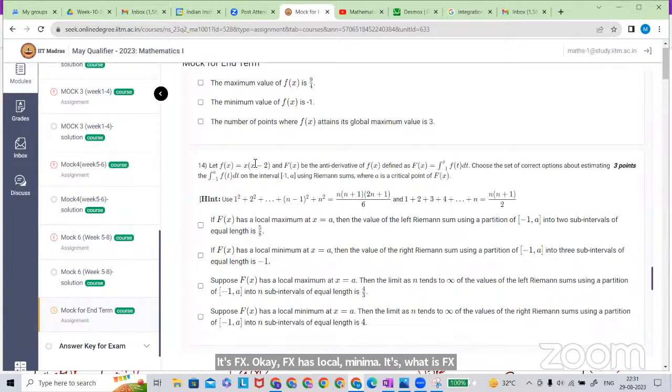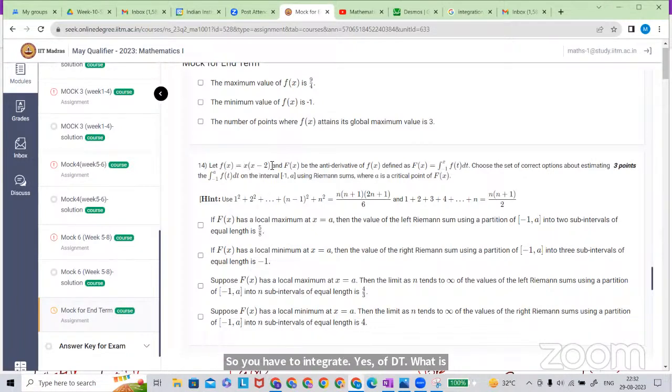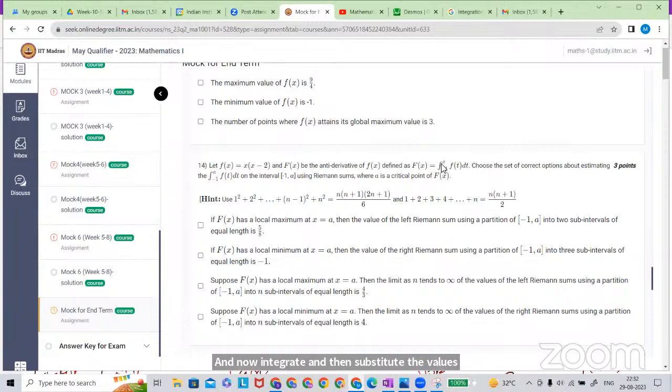So here, you have to first integrate. What is going to be integrated here? That is going to be f of x, right? So you have to integrate f of t dt. What is f of t dt? This one. In place of x, you write t. And now integrate and then substitute the values -1 and x. That would be the function F(x).